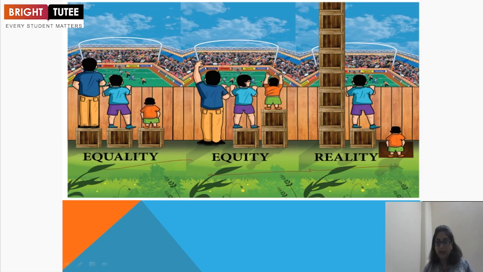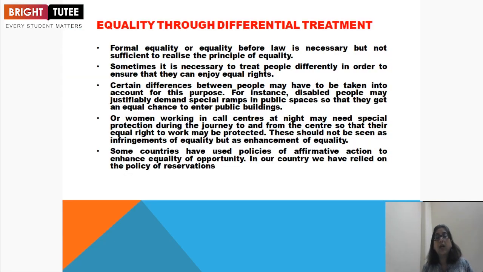Equality, equity, reality. Now, equality through differential treatment. Formal equality or formal equality before law is necessary but not sufficient to realize the principle of equality. Sometimes it is necessary to treat people differently in order to ensure that they can enjoy equal rights. Now, certain differences between people may have to be taken into account for this purpose.